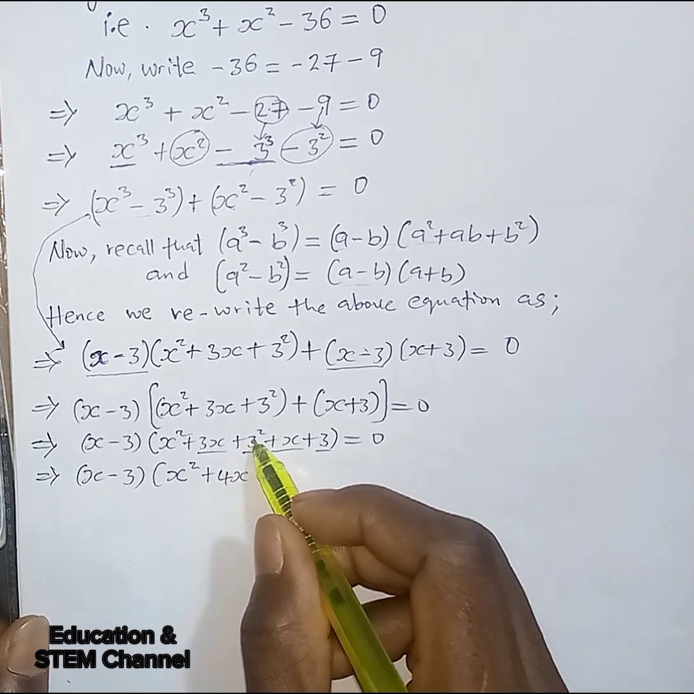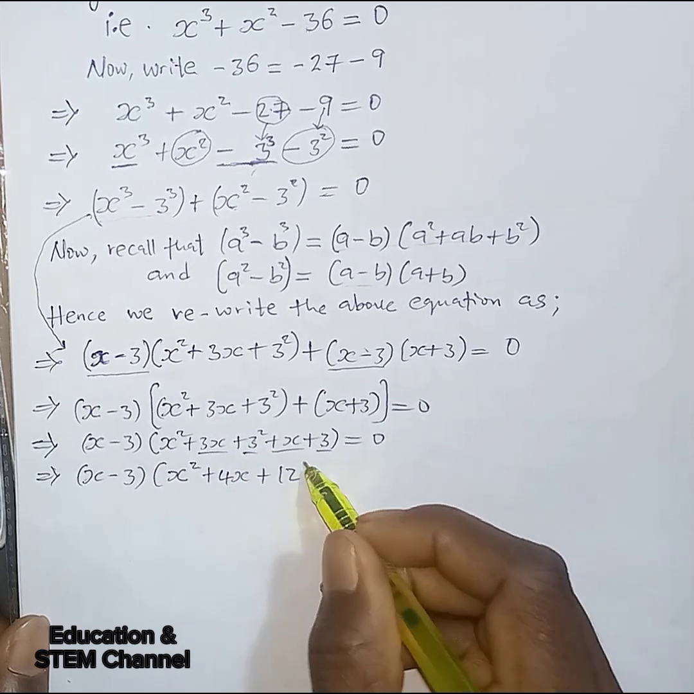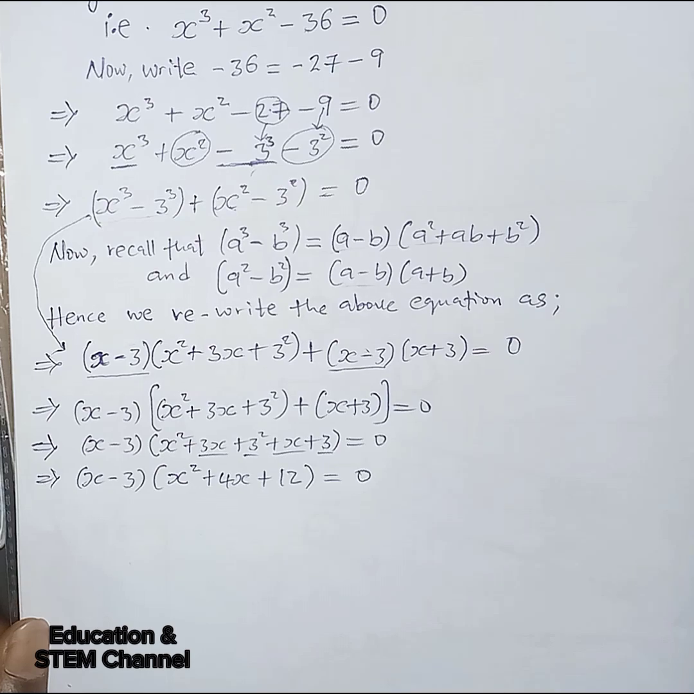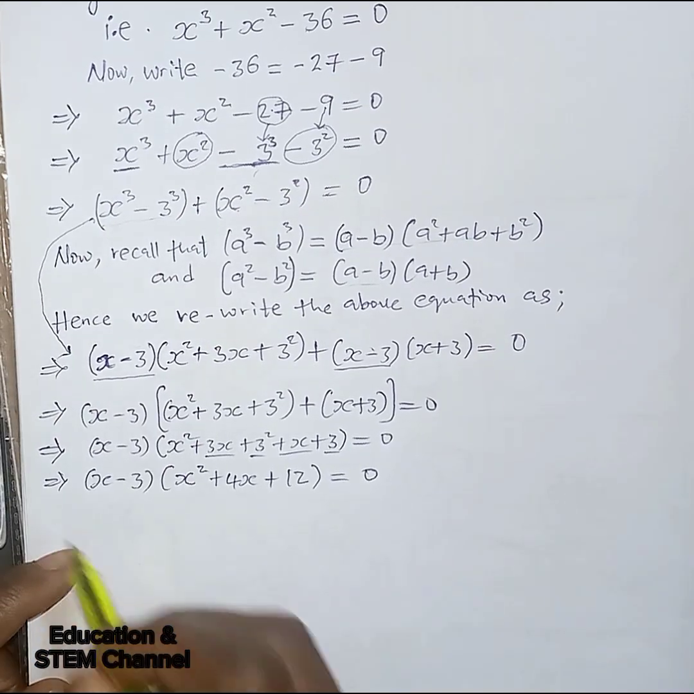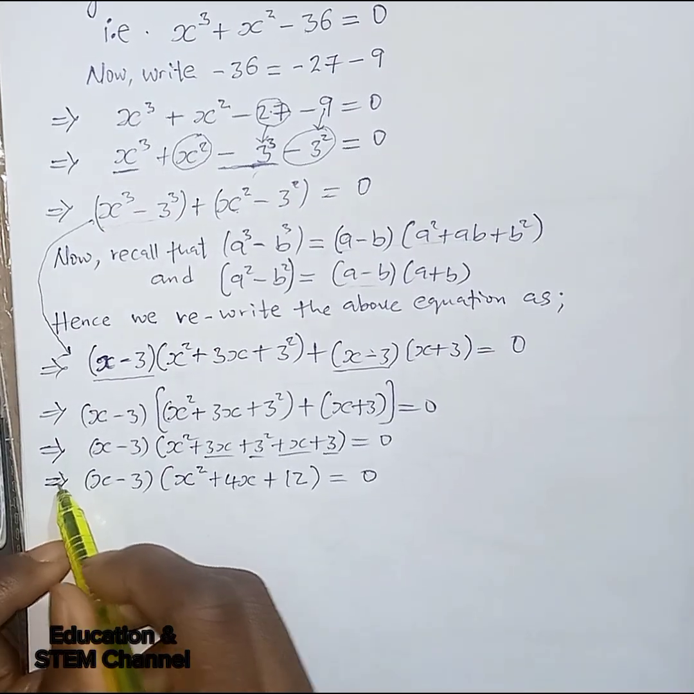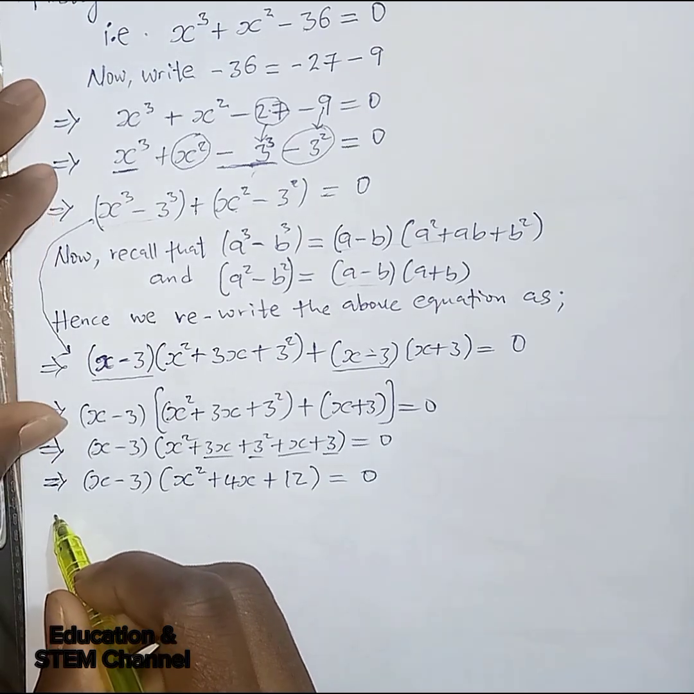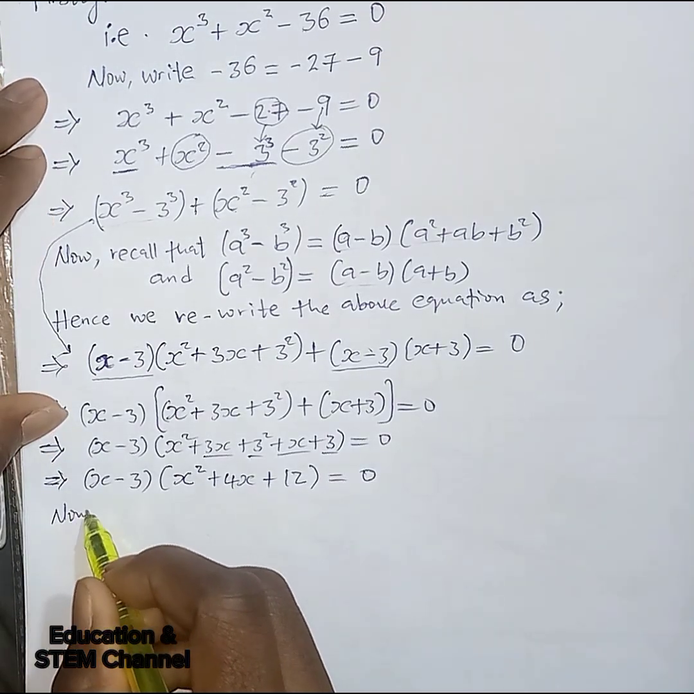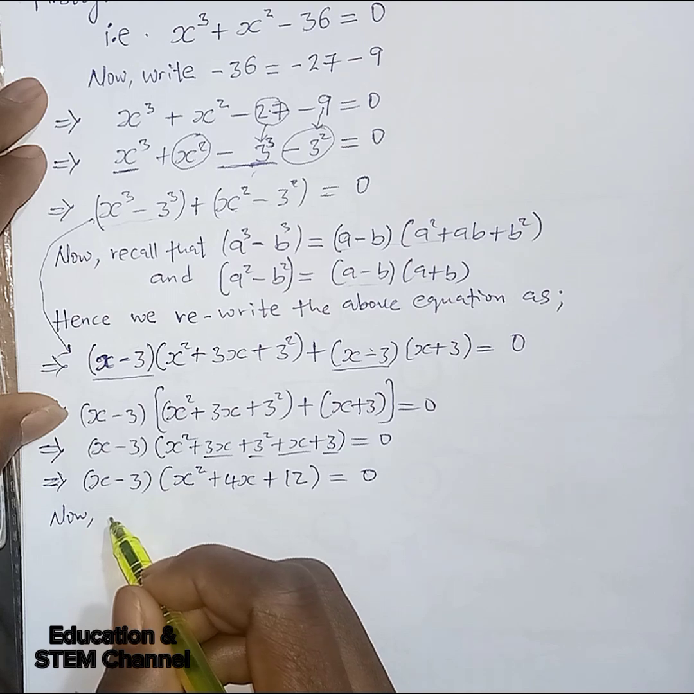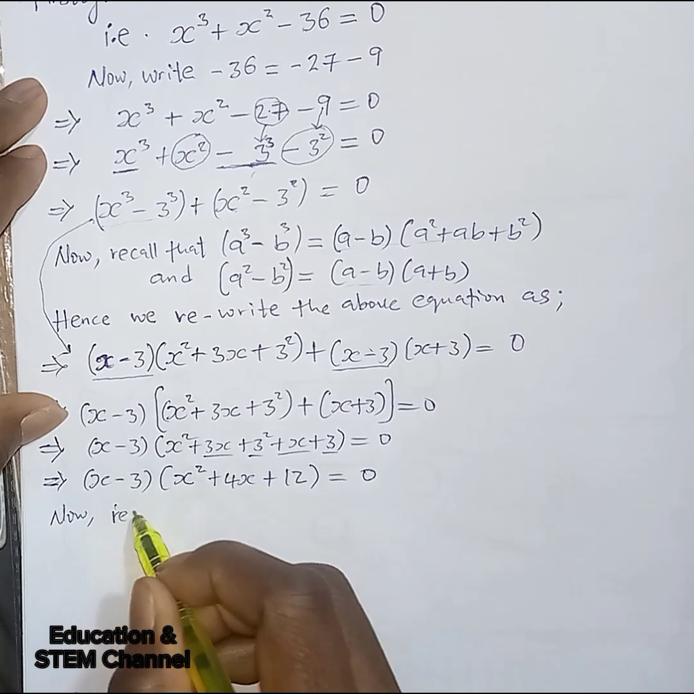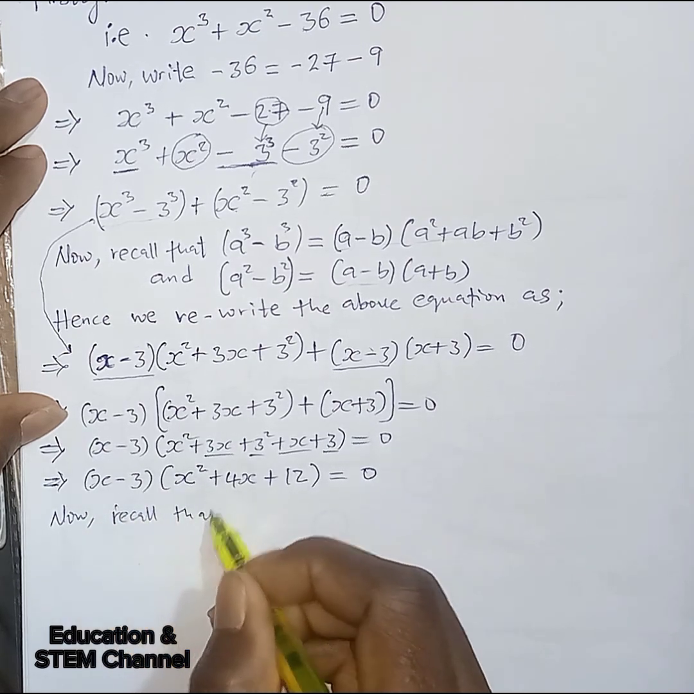We simplify it to x squared plus 4x plus 12, which is a quadratic equation. Now, given that (x minus 3)(x squared plus 4x plus 12) equals 0, it therefore means that either x minus 3 is equal to 0 or x squared plus 4x plus 12 equals 0. Just from that fundamental. For instance, if you have 4 times 0, it will surely give you 0.